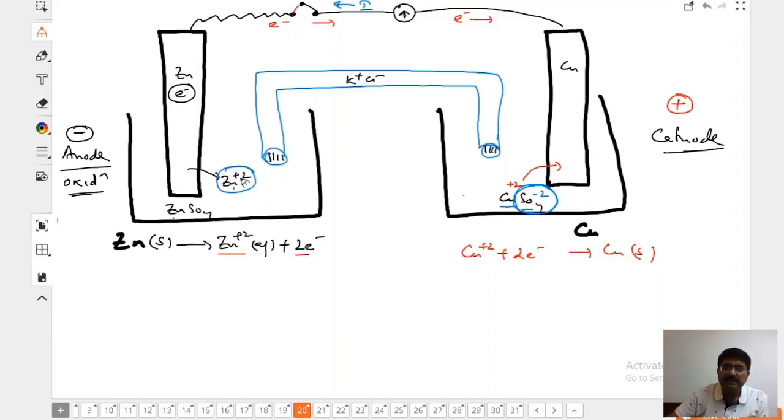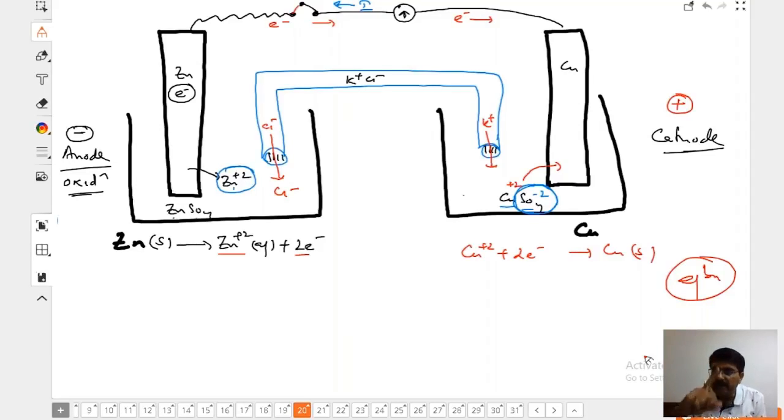So what happens? The solution was positive. Do you remember? Now, the chloride ion will come here and it will neutralize the positive charge. And here you had extra sulfate ion. The potassium ion will come from here and it will neutralize the negative charge. The cell will continue to work. Will the cell work continuously to infinity? No. It will go to which stage? The equilibrium stage. Do you know every reaction goes to equilibrium? No reaction goes to 100% completion. So when will the cell stop working?